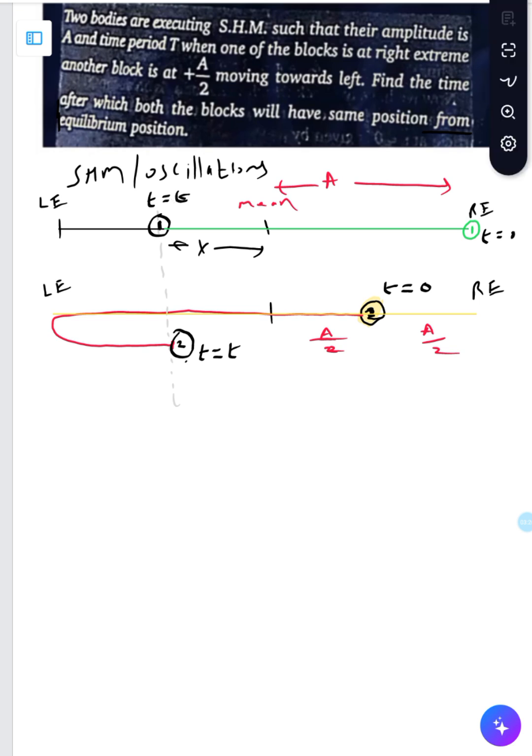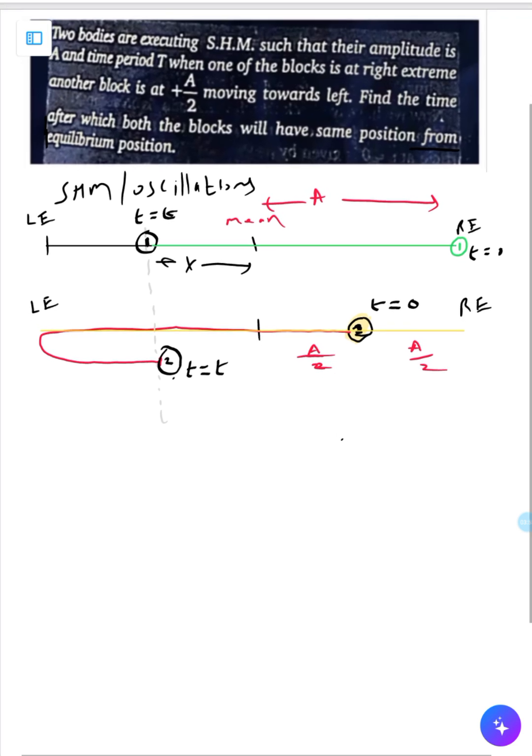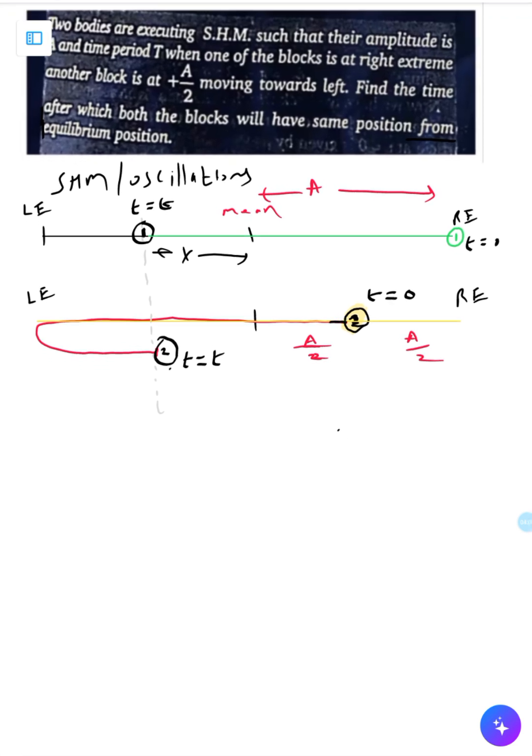So what about the particles? Particle 1 will start from the right extreme, will cross the mean, and will be here. Particle 2 will have velocity towards left at A by 2, will cross the mean position, will reach the left extreme, then will come here. So they will cross each other. This time we have to calculate. Here it is having velocity, equal to v. It has some initial velocity. This will be at instantaneous rest.